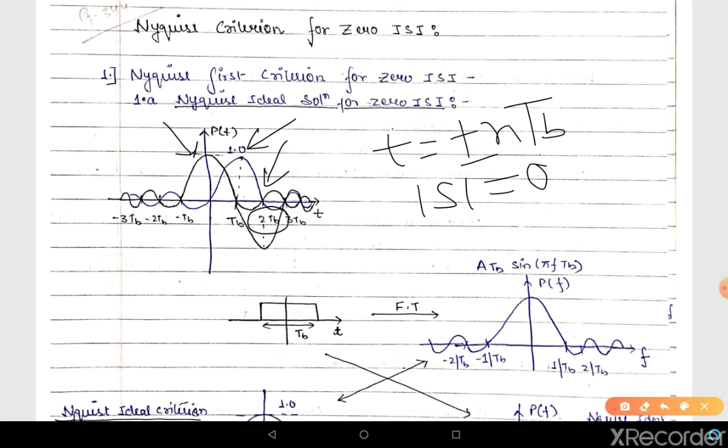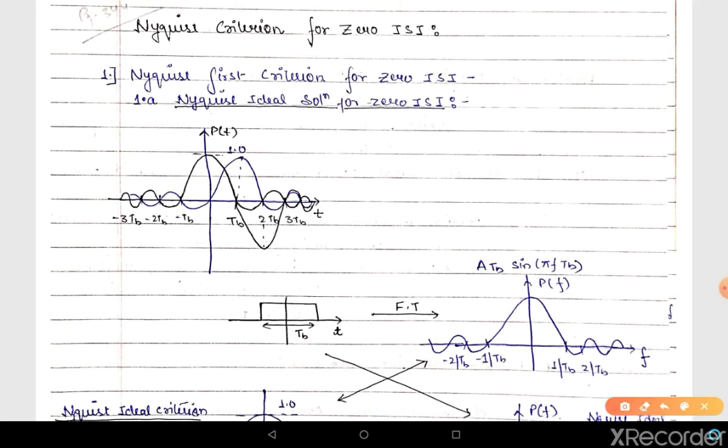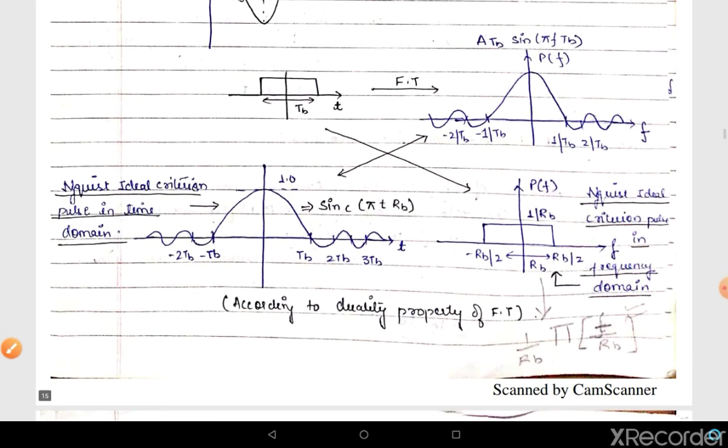This particular solution is referred to as Nyquist first criteria of 0 ISI. Also, this is called the ideal solution. We'll discuss why this is called the ideal solution. But before that, I'll repeat again. What we have chosen is to make ISI 0.